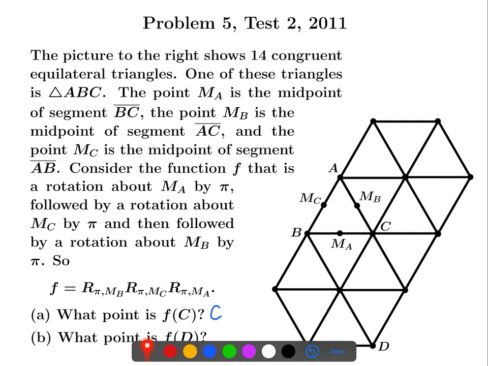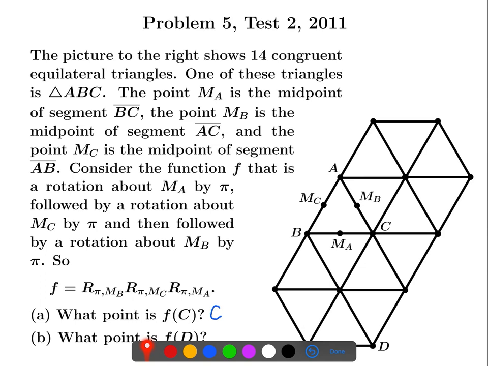So how is that useful? Well, we can try to do the same thing with D here. Go around M sub A by pi, and then M sub C, and then M sub B, but it looks a little complicated because it takes us outside this picture. And what you really want to think of is our theorem about adding the angles, the sum of the angles of the rotations. So the sum of those angles is 3 pi. And since 3 pi is not a multiple of 2 pi, this is a rotation about some point by 3 pi. Rotating around a point by 3 pi, you're going around a point by 2 pi and then another pi. So going around 2 pi doesn't do anything. So really, this is a rotation around some point by pi.